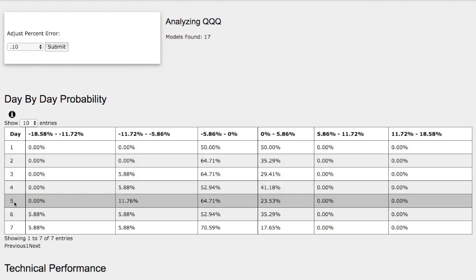So let's examine the day-by-day probability model. As we progress to the 5th day, that's about a week of trading, we have a 24% chance for QQQ to climb between 0 to 6%, and to the downside we have a 64% chance for QQQ to fall between 0 to negative 6%. On the extreme case, to the downside, we have a 12% chance for QQQ to fall between negative 6% to negative 12%.